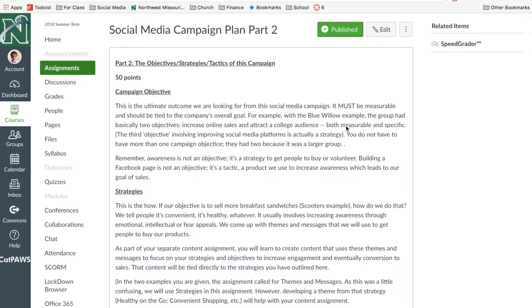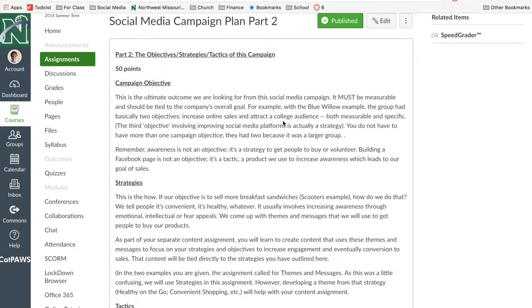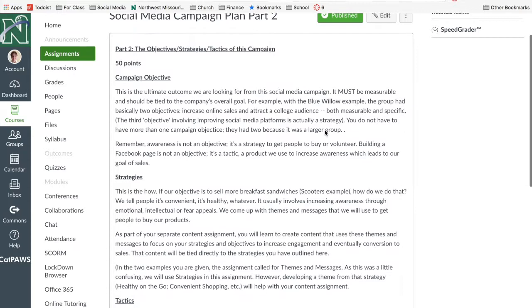Both of these are measurable and specific. It's very easy to measure online sales. How do we measure if they've attracted a college audience? It would be to increase sales to the college audience. Okay? And there are ways you can measure that. You have to build that into your messages. Their third objective, which was talked about improving social media platforms, is really a strategy. And we'll talk a little more about strategies here in just a minute.